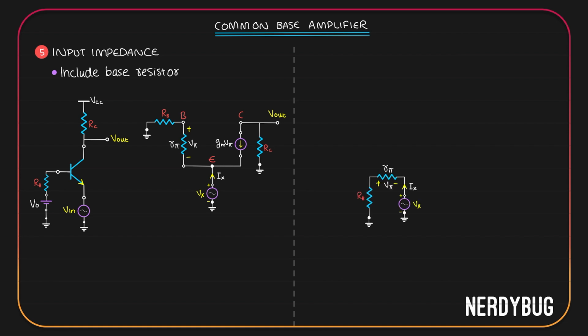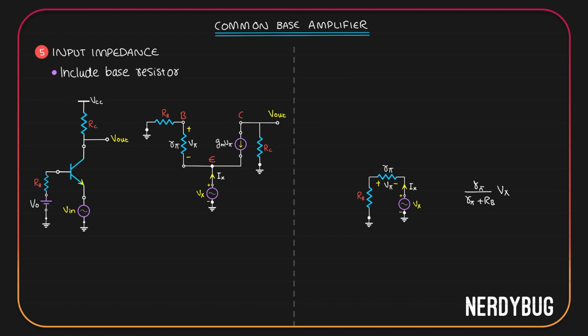So to get the potential that is dropped across R pi, all I have to do is use voltage division. Vx will be divided between R pi and Rb. So the potential dropped across R pi will be Vx divided by Rb plus R pi multiplied by R pi. Now potential across R pi, we are calling it V pi. So is this equal to V pi?